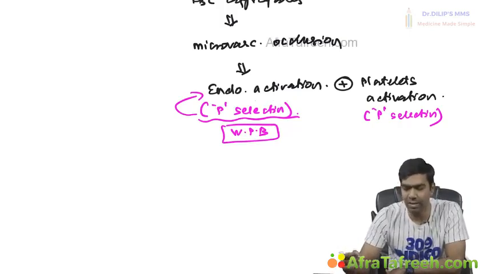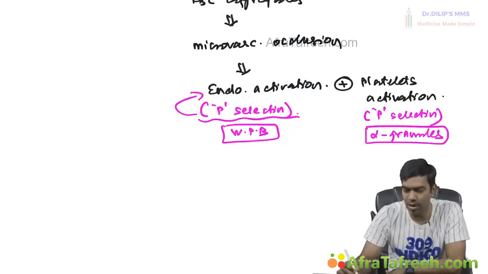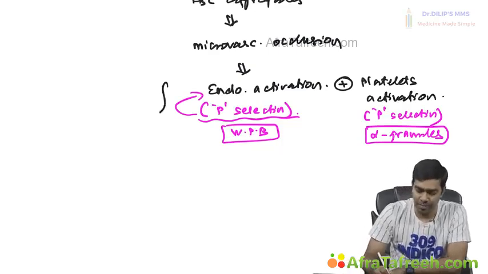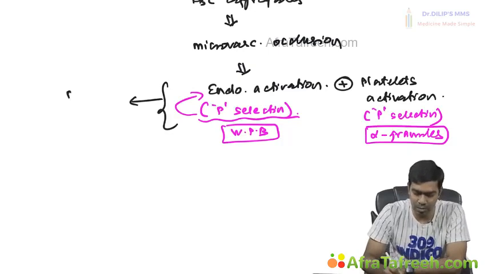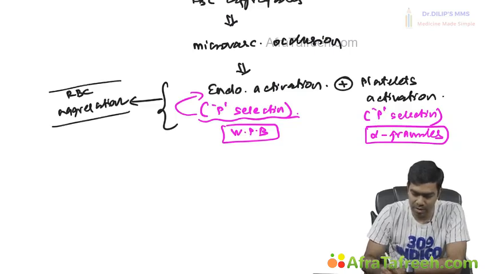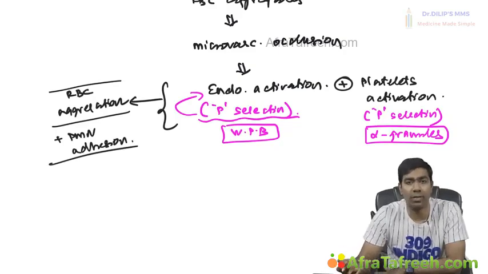Similarly, if you ask me where the P-selectin is stored in the platelets, it is stored in the alpha granules. Alpha granules, these are all the questions. So alpha granules store the P-selectin and they start expressing it. Once this P-selectin is expressed in high amounts, they are going to cause more and more RBC aggregation. At the same time, they can cause something called local neutrophil rolling and adhesion to the endothelium.